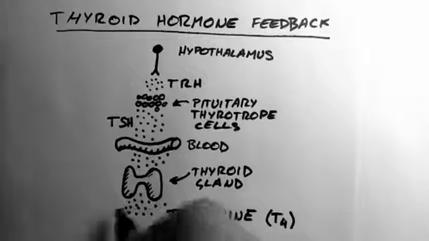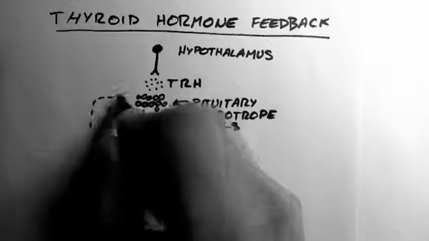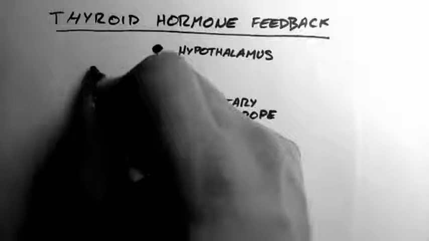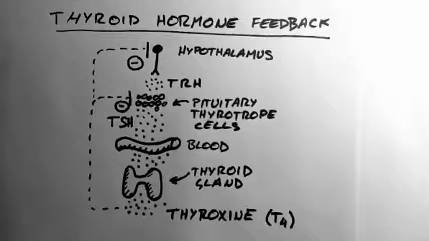Now T4 enters the bloodstream and feeds back onto the pituitary and onto the hypothalamus, and it reduces the release of TSH and TRH respectively.